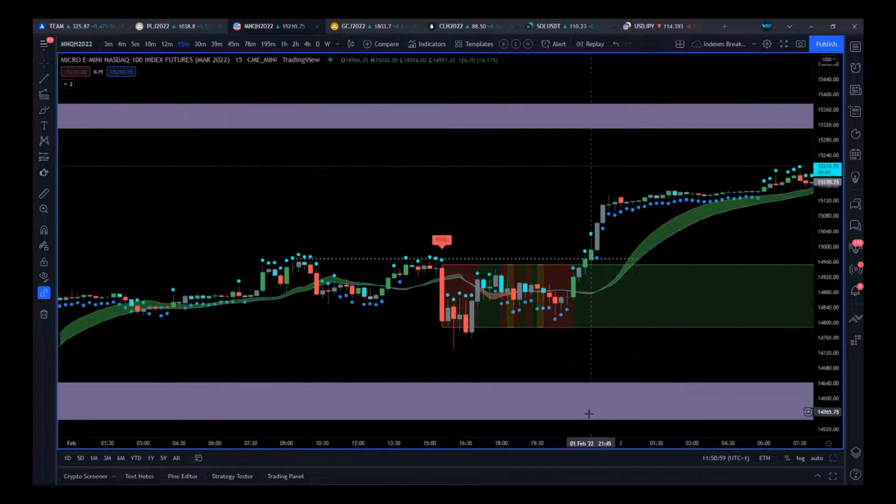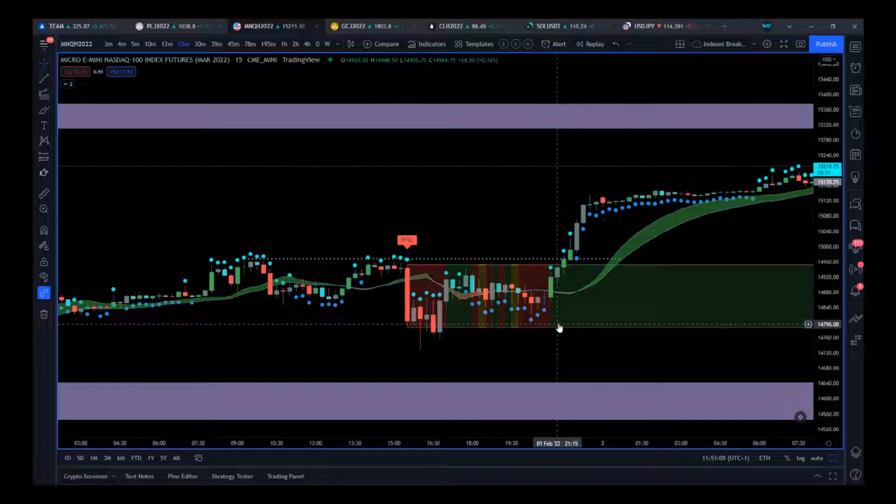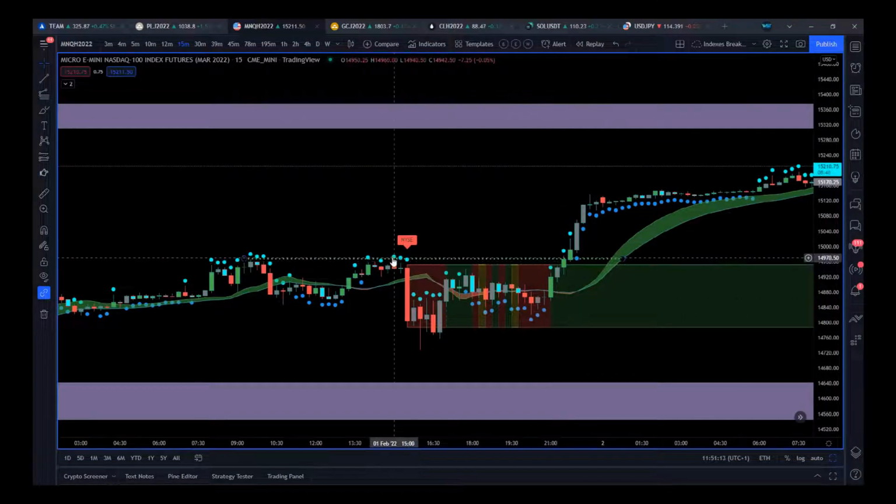So again, let's look closely. We've got some tests of these highs here. If we are going to enter long, the bias on the range has turned green. We're only looking for longs for range breakouts. We don't want to just get into a long here and hit this resistance zone. So we want to make sure we're above. So this would be the entry here.